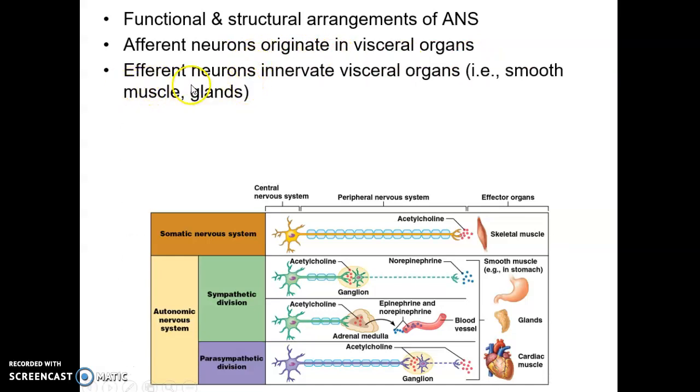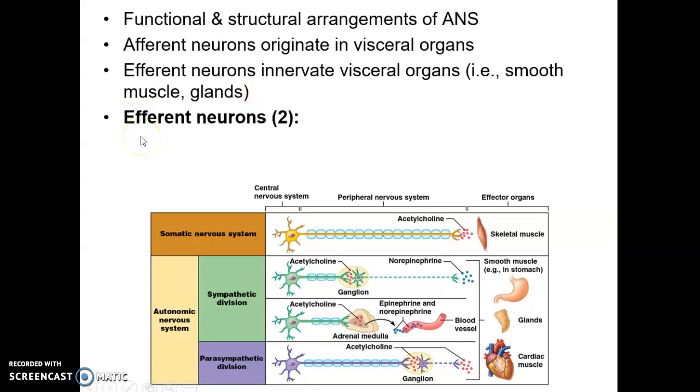The efferent neurons, right? E for motor output, motor commands exiting the central nervous system, innervate the visceral organs. Again, smooth muscle, glands, etc. Again, nothing new. We've talked about this before. That is the motor commands exiting the spinal cord at the anterior or ventral roots.